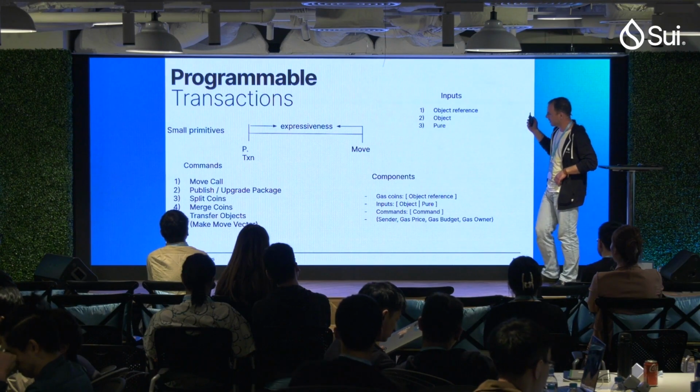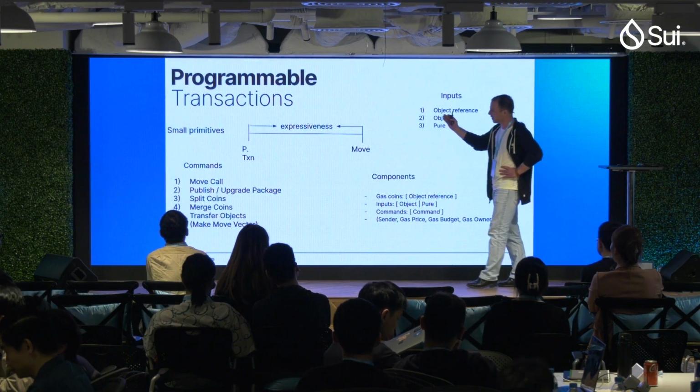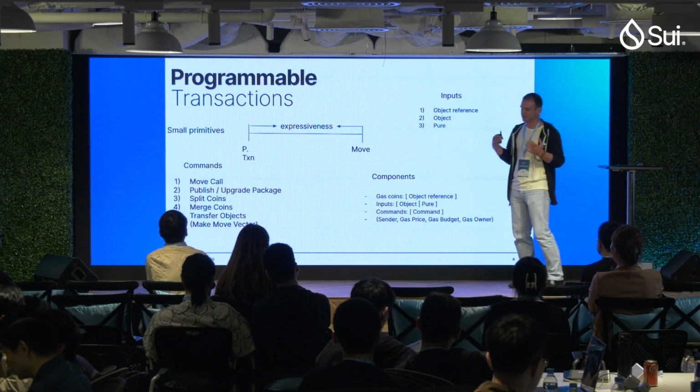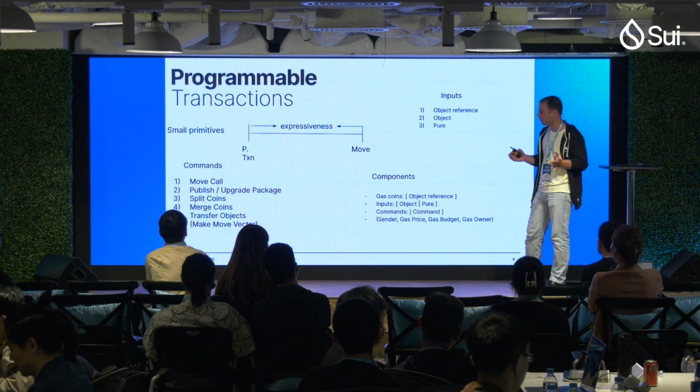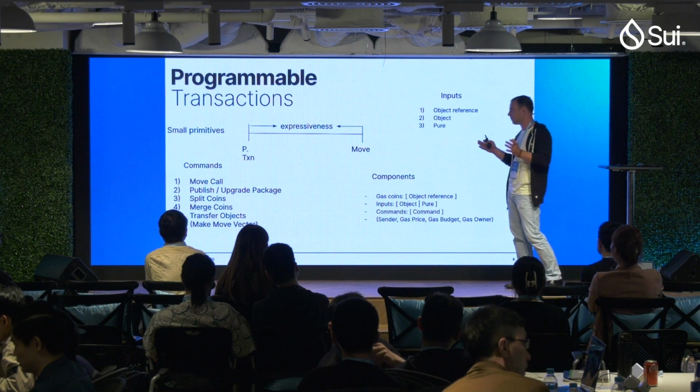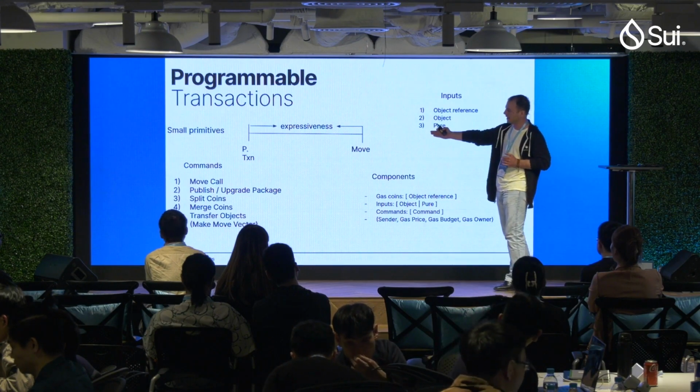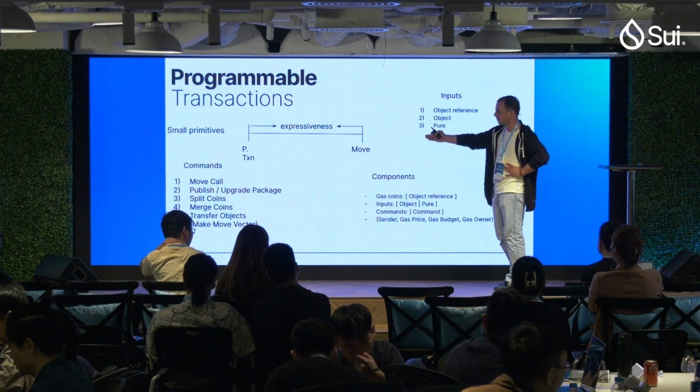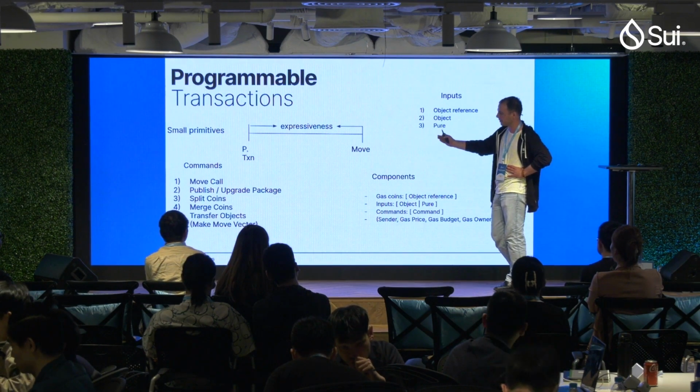So for a programmable transaction, first, let me reiterate that Move is the most expressive way. If you want to do something complicated, the best way is to do it with Move. But with programmable transactions, you have a simple set of commands. That's a Move call, so you can call a Move function. You can publish and upgrade a package. We can also split coins, merge coins, and transfer objects.